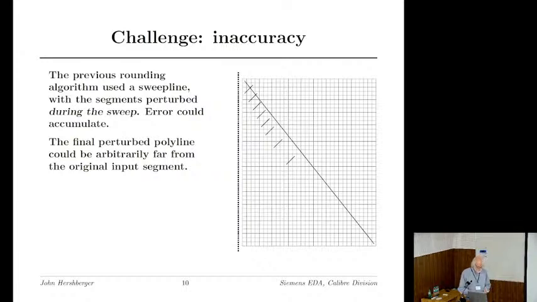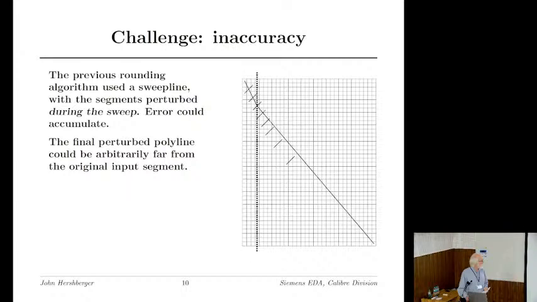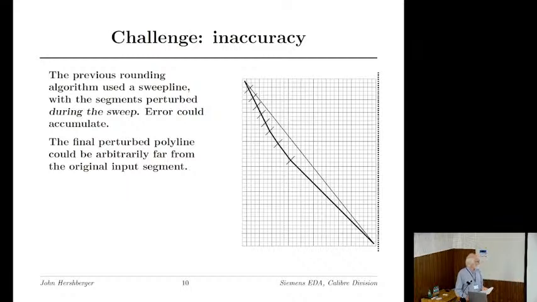There's another methodology issue, I guess, that isn't necessarily obvious. When I started work on this problem, which was all the way back in 2007, there was already a rounding algorithm in use. And that algorithm used a sweep line, and it rounded the segments during the sweep, so that the right-hand side of each rounded segment was subject to future rounding. And the problem with that is that error can accumulate. With the result that the final perturbed polyline could end up being arbitrarily far from the original input segment.